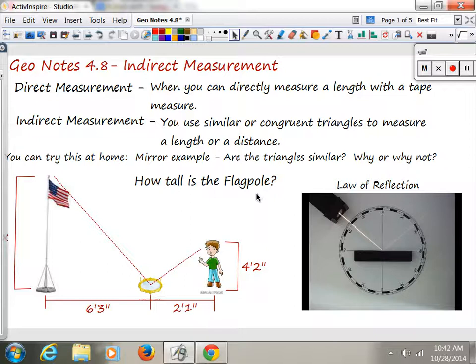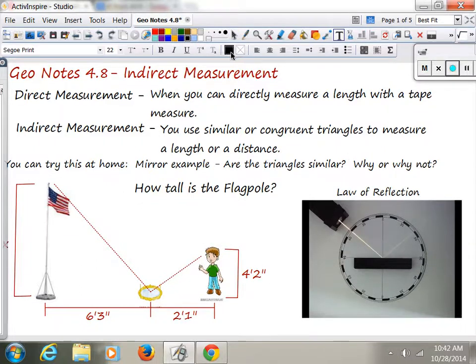So the first question is, are the triangles similar? Do you see two triangles? Are they similar triangles? How do you know? Because the answer is yes. They are similar. But what we need to know is why they're similar.